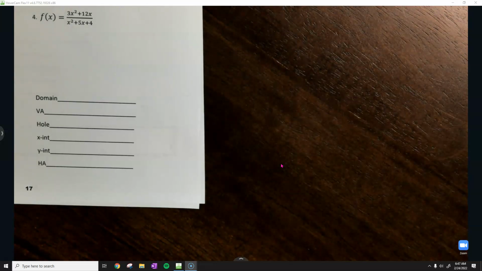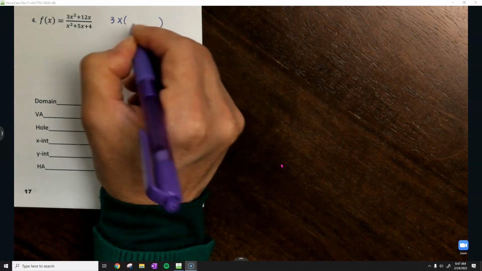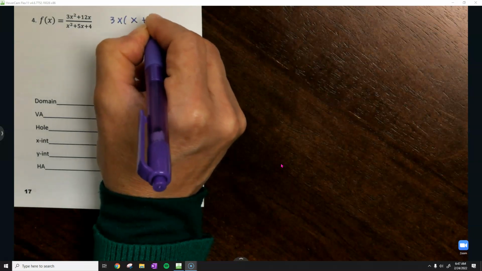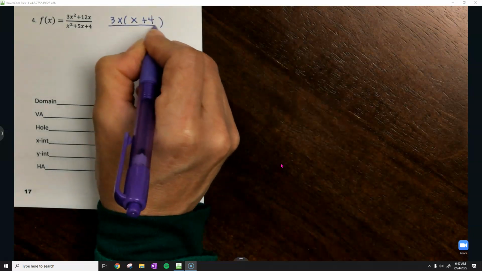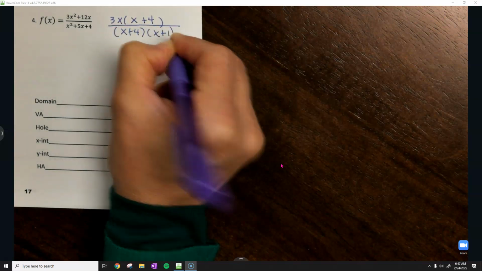Okay, for problem number 4, let's go ahead and factor. We have a GCF up here. We have a 3x that we can take out of both of those terms. So that is going to leave x plus 4. And in the denominator, it's going to be x plus 4 times x plus 1.